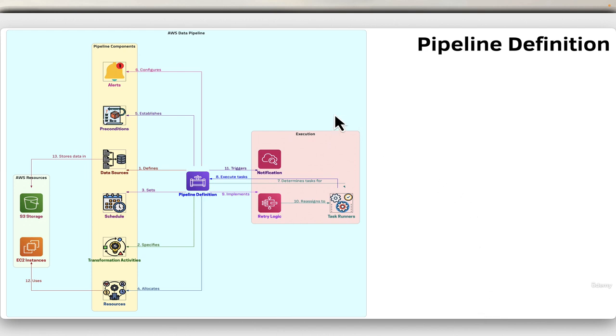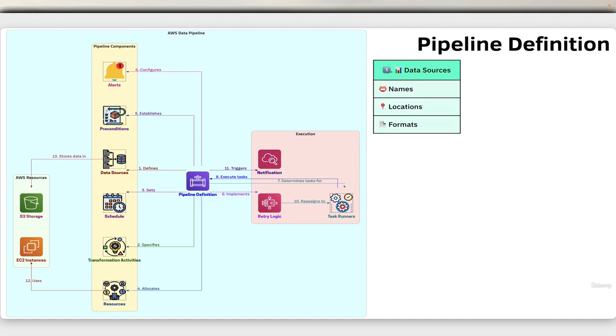So lastly, we'll just see what is a pipeline definition. The object itself is called a pipeline definition. So it's not like I'm defining a pipeline, but in Data Pipeline, it's called a pipeline definition. A pipeline definition in AWS Data Pipeline specifies the names, location, and format of your data sources, providing essential information about where your data is stored and how it is structured. The definition includes activities that transform the data, detailing the processes that manipulate or analyze your data as it moves through the pipeline.